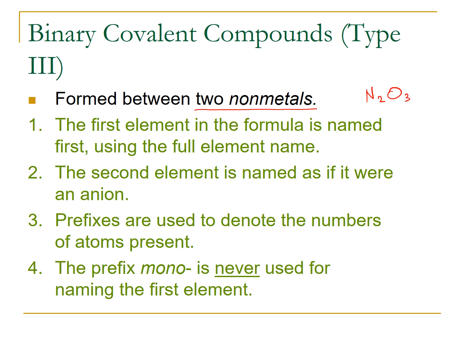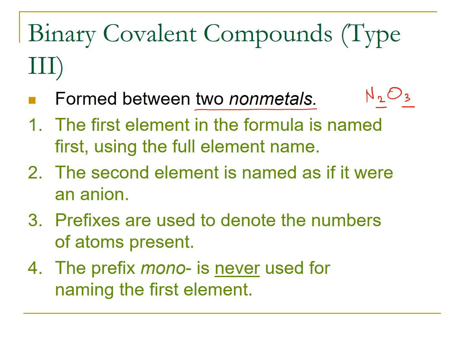If this was a metal, you would just say sodium oxide or something like that. You don't say how many of the atoms you have. But if it's non-metals, then you do need to mention it. So you're going to say that this is dinitrogen trioxide, as an example.